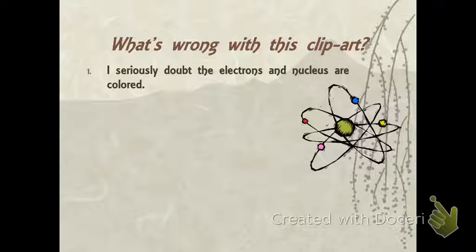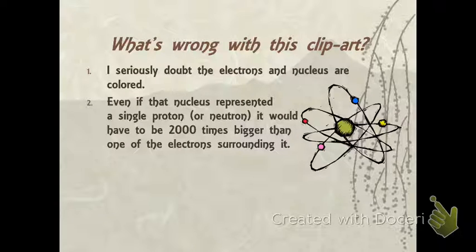The first thing is that I seriously doubt the electrons in the nucleus are colored, and if they were, why are those electrons different colors? I have no idea. Secondly, has to do with size. Even if that nucleus represented a single proton or a single neutron, it would have to be 2,000 times bigger than one of the electrons surrounding it. Currently, it might be 20 or 30 times bigger, but certainly not the 2,000 times bigger that it would need to be. And if it were indeed a nucleus that had multiple protons and neutrons, it would have to be humongous compared to those little electrons on the outside.